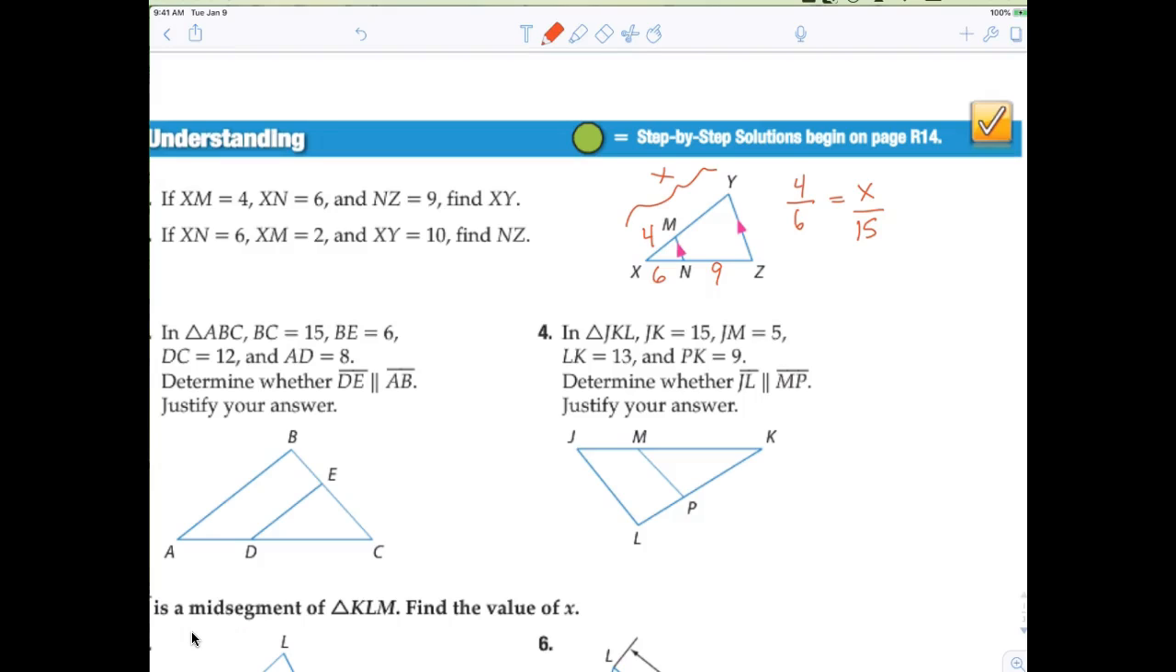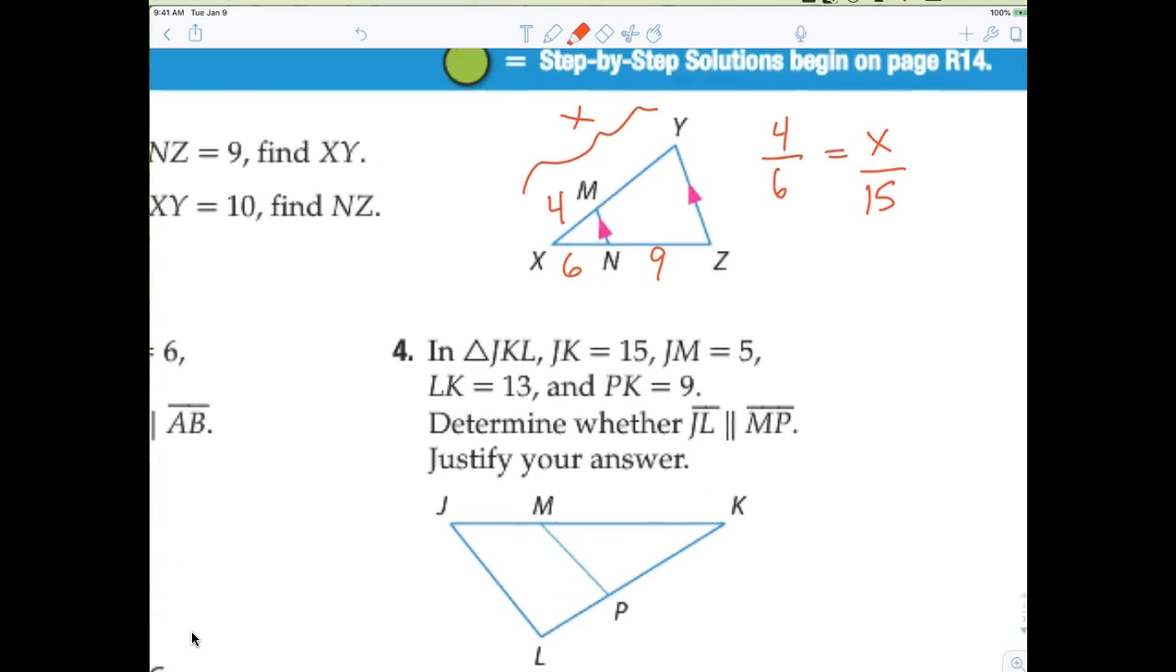Why did you put XZ down? Why did you do 6? Well, that's what measures you need. Come on, Walker, instead of being funny over there now. 4 is this side of the triangle that corresponds to this side. Agreed? 6 is this. That corresponds to the whole thing.